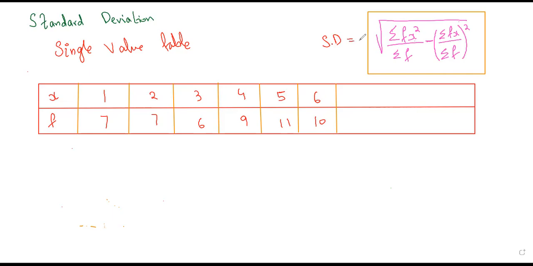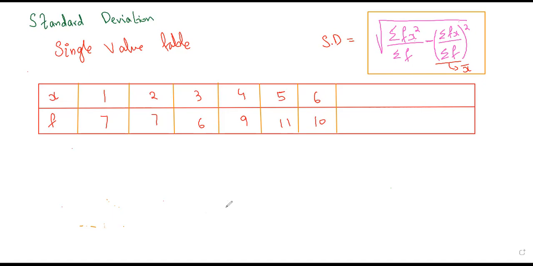Now, what do we see? We have the root, as we have been saying with standard deviation already. The first fraction is summation fx squared divided by summation f. And the second one is summation fx divided by summation f. What is the second fraction? This is x bar, the mean. This is how we find the mean in the case of tables. We have discussed this already.